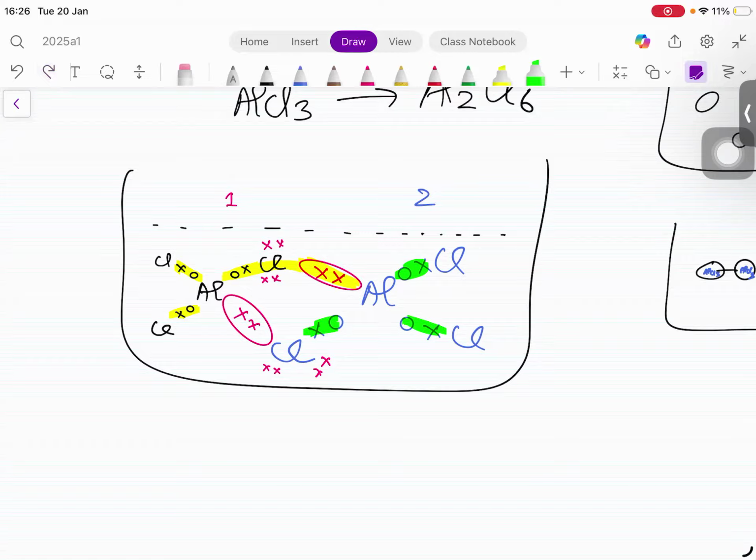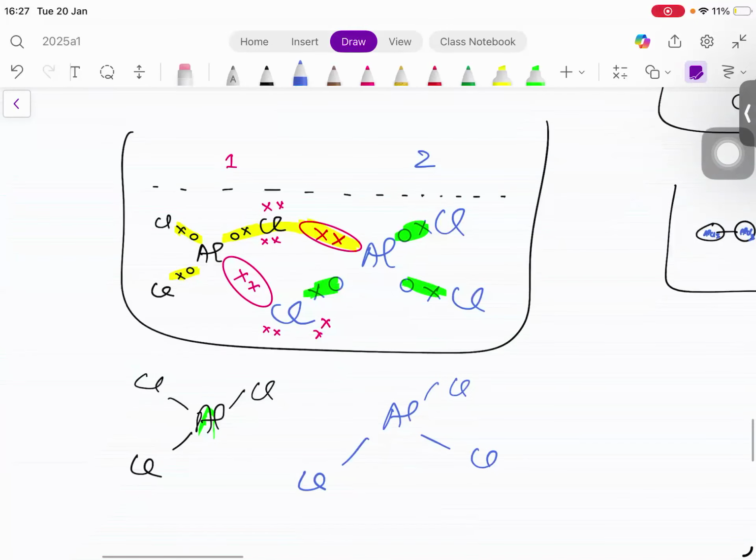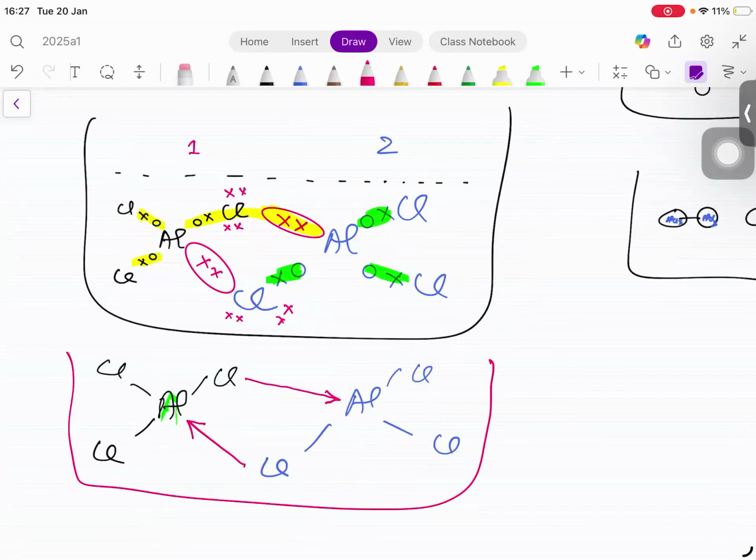Okay, now I would like to write it like this. Look, this is aluminum, with one chlorine, one chlorine, one chlorine, right? This is, look at this, Al, Cl, Cl, and then Cl, right? Now, this chlorine made a dative bond with this, and this chlorine made a dative bond with this. This is how you have it. Okay? And so this will keep on going on. Now molecules number 1 and 2 are joined like this.